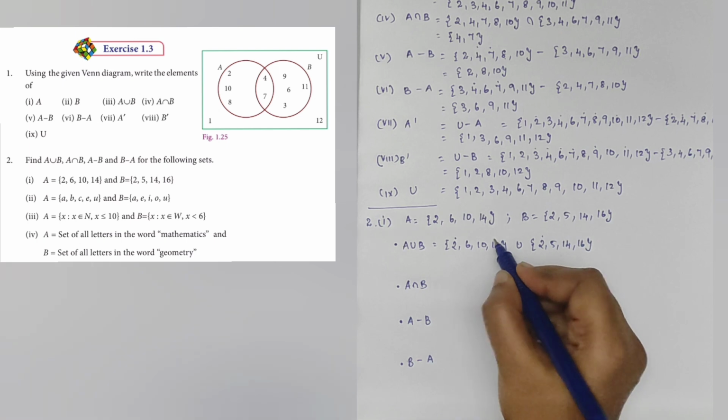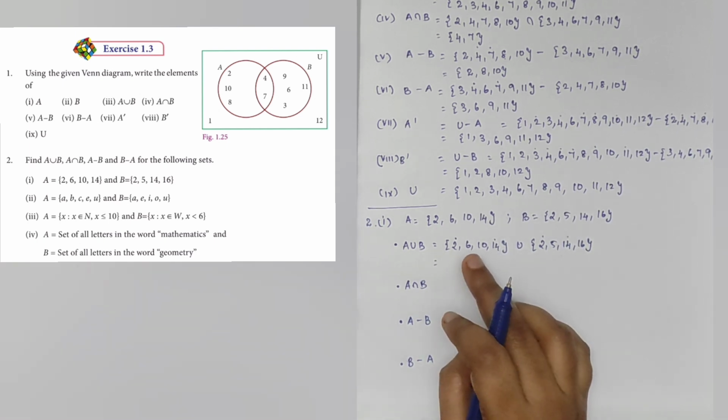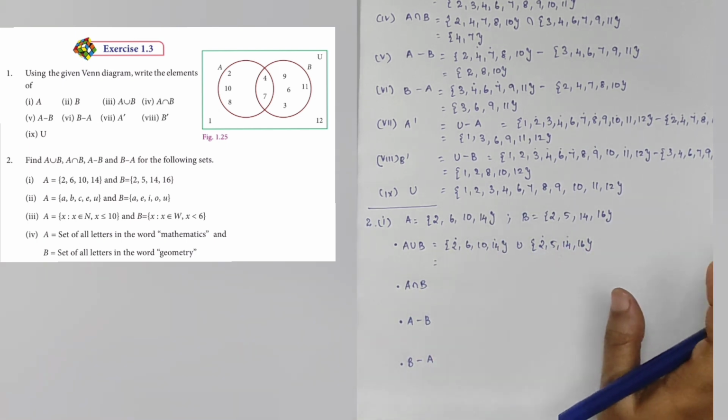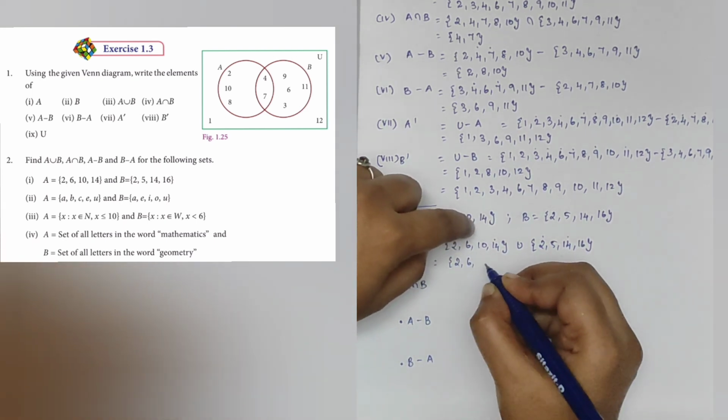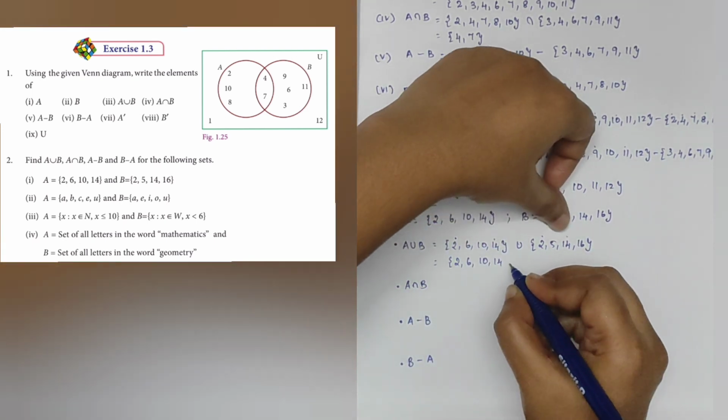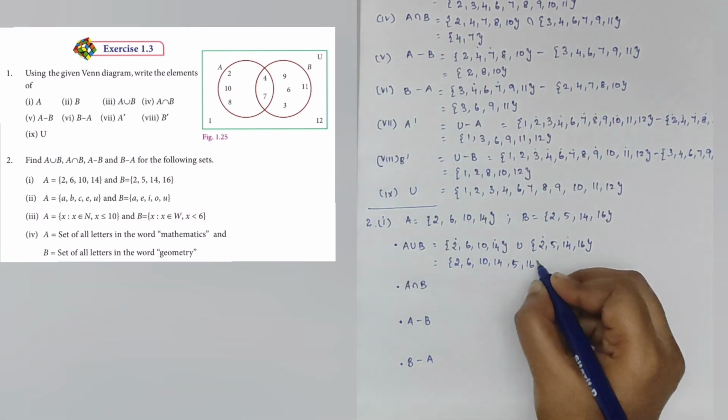2 is common. 14 is common. Now list out all the elements of A and B. Don't repeat the common elements. You can list them only once. So the answer is 2, 6, 10, 14, 5, 16.